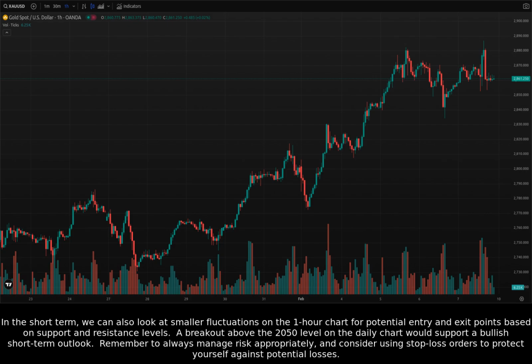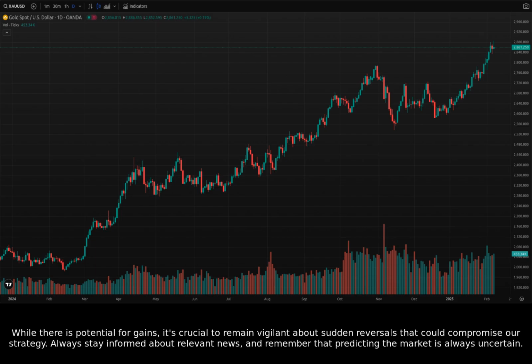Remember to always manage risk appropriately and consider using stop-loss orders to protect yourself against potential losses. While there is potential for gains, it's crucial to remain vigilant about sudden reversals that could compromise our strategy. Always stay informed about relevant news, and remember that predicting the market is always uncertain.